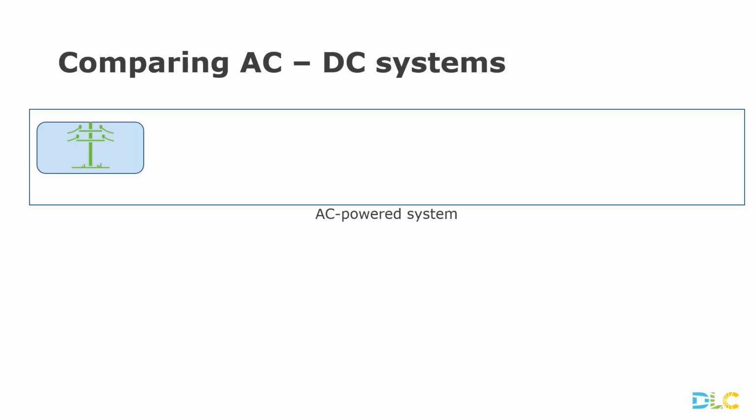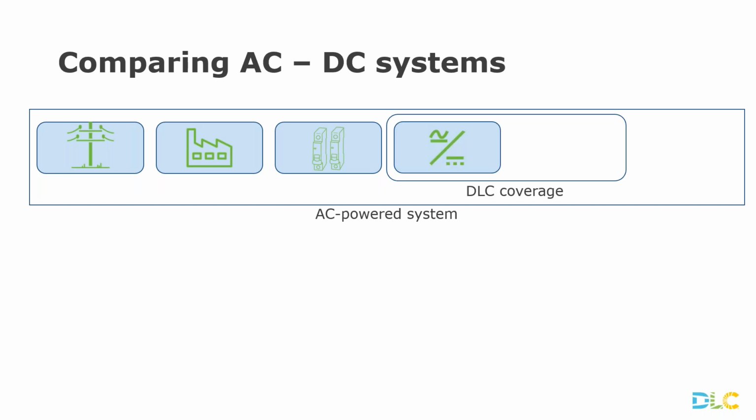So in an AC powered system, we have a distribution pole outside, and it comes down into the building. And then it goes through circuit breakers and wires, and there's loss in those wires as well. Then we get into the area where DLC specs come into play.